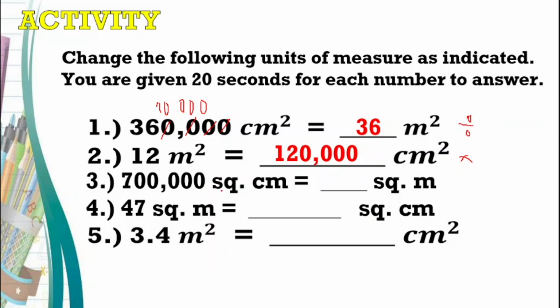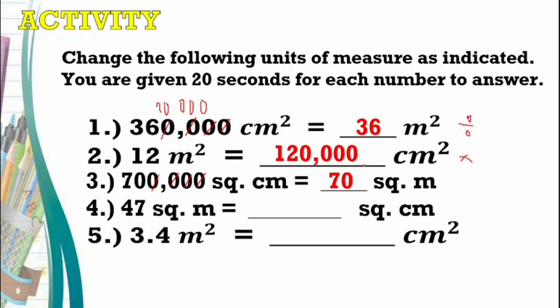Okay? So, for this one, we need to cancel out. So, this would be square centimeter to meters. The operation is division. Divide this one by 10,000. Cancel out how many zero? We have 4 zero. Then, 70 divided by 1. The answer is 70.